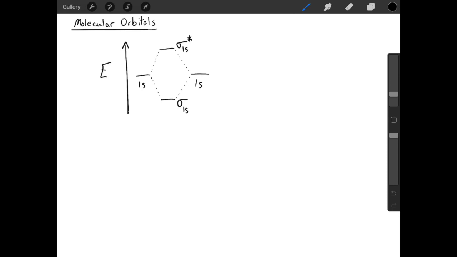So this is the exact same molecular orbital diagram for the hydrogen molecule. We have the 1s atomic orbitals on the outside, and we have the molecular orbitals on the inside. So again, the lower one is bonding, and the upper one is anti-bonding. Whenever you see a star in a molecular orbital diagram, that indicates an anti-bonding orbital. And these are sigma-type molecular orbitals because of the type of overlap that's happening.